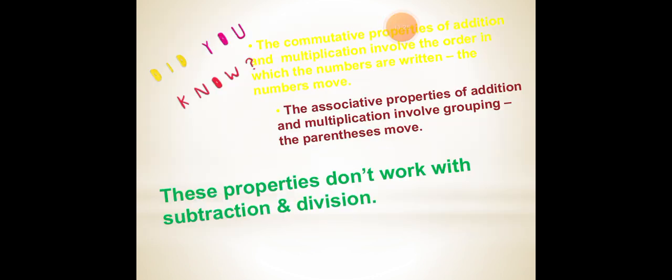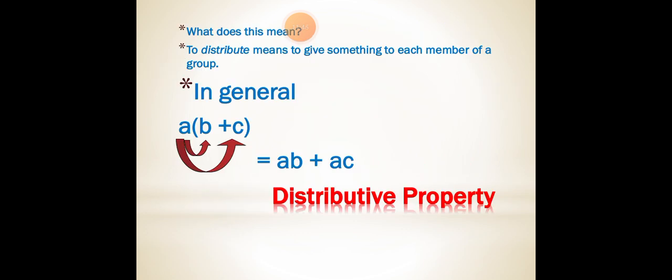The commutative properties of addition and multiplication involve the order in which the numbers are written, the numbers move. The associative properties of addition and multiplication involve grouping, the parentheses move. You should know that the commutative law and these laws do not work with subtraction and division.